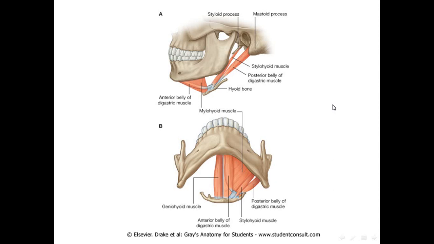This is an illustration of the suprahyoid muscles. So this is the geniohyoid, and this is the mylohyoid, which is cut here, which forms the floor of the mouth. Then we have the digastric with two bellies, the anterior belly and posterior belly of digastric muscle. Then this is the stylohyoid, which is extending from the styloid process to the body of mandible.